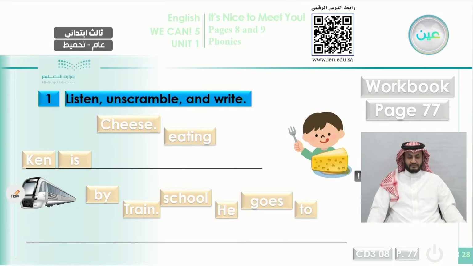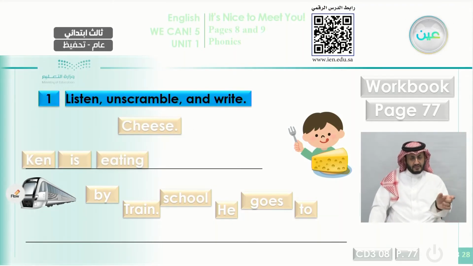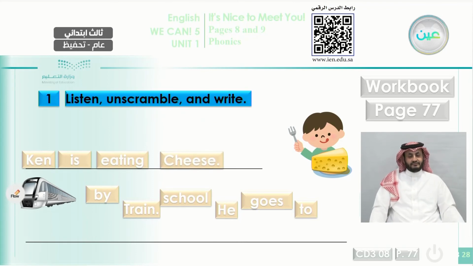Exercise 1. Listen, unscramble, and write. Number 1. Ken is eating cheese. Number 2. He goes to school by train.